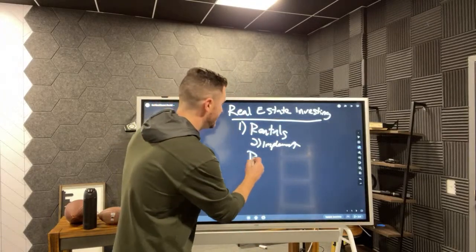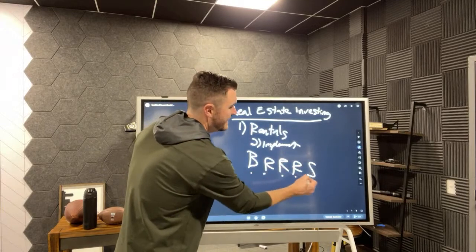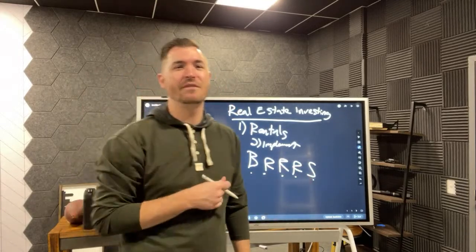Here we go. So this is how you implement it, the BRRRR method. Buy, rehab, rent, refinance, and scale.